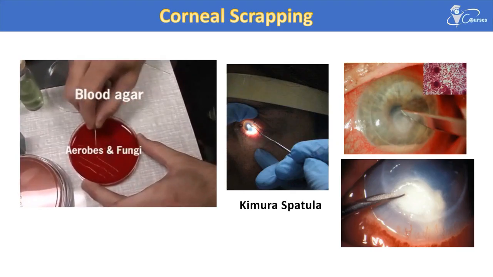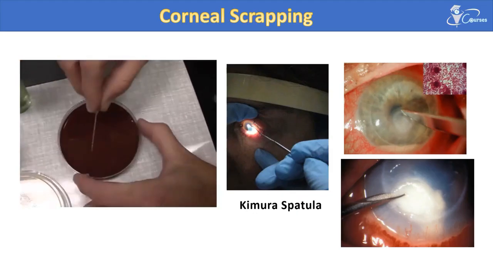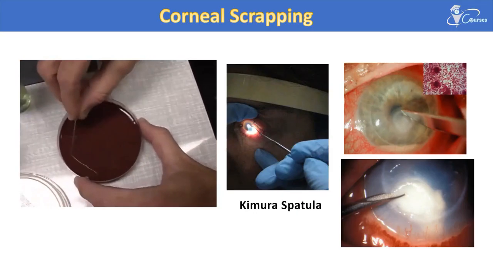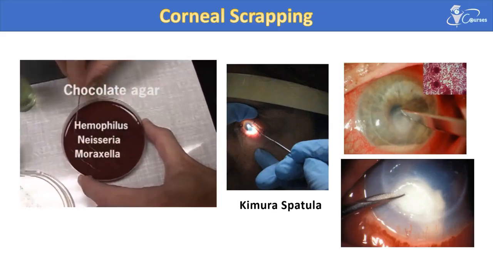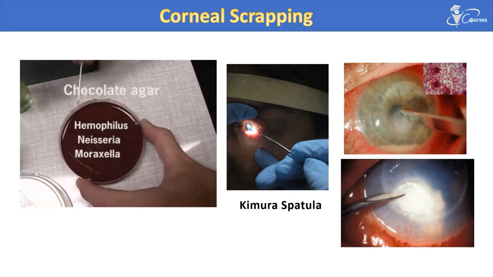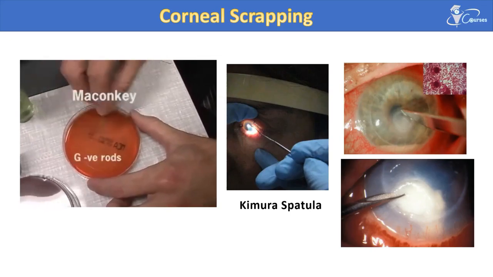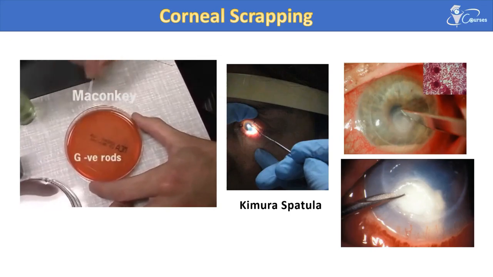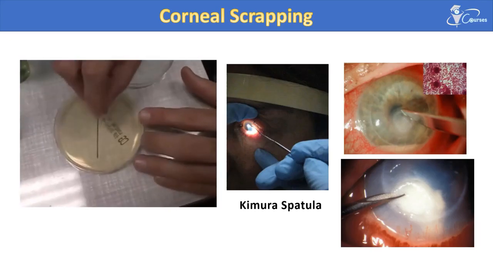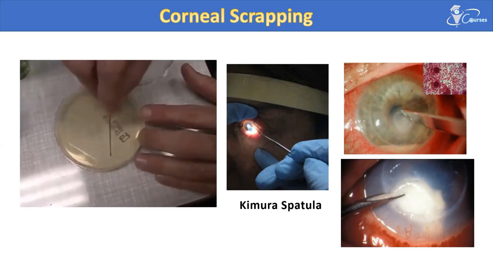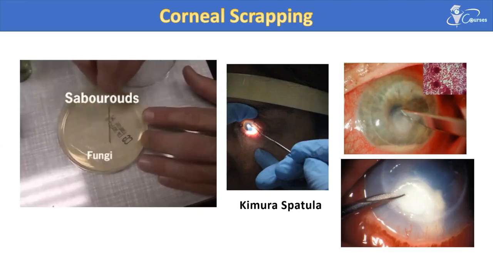Blood agar is used for aerobes and fungi. Chocolate agar is used for Haemophilus, Neisseria gonorrhoeae, and Moraxella. Different kinds of agars are used for different kinds of organisms, like MacConkey for gram-negative rods, and Sabouraud agar for fungi.